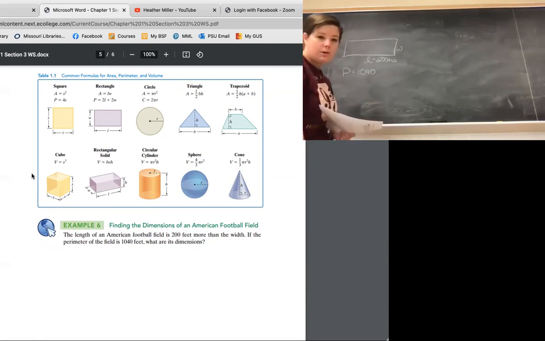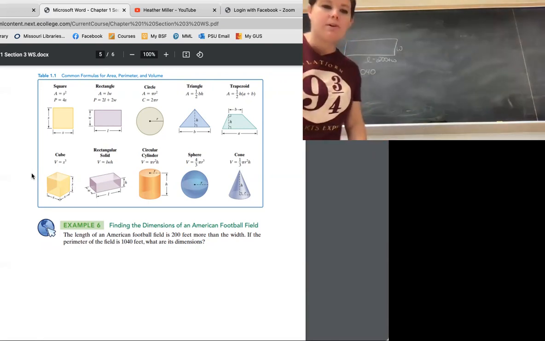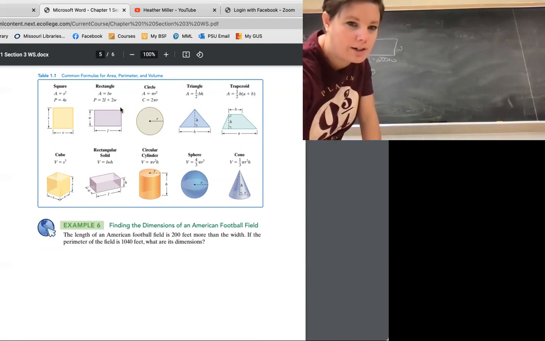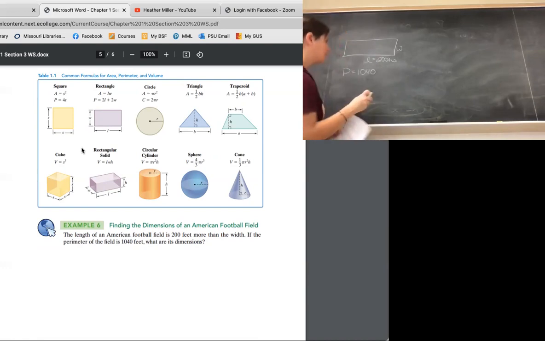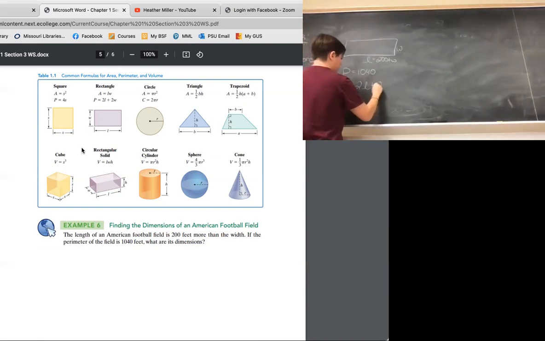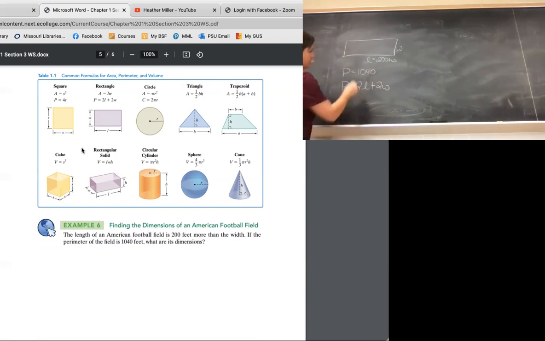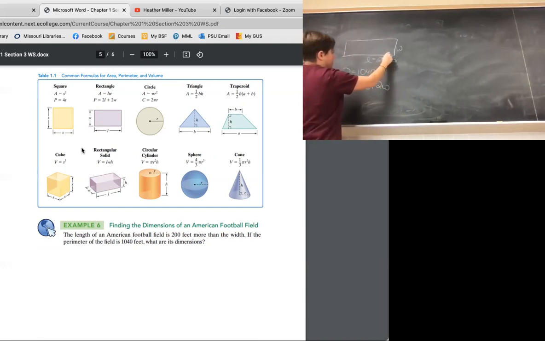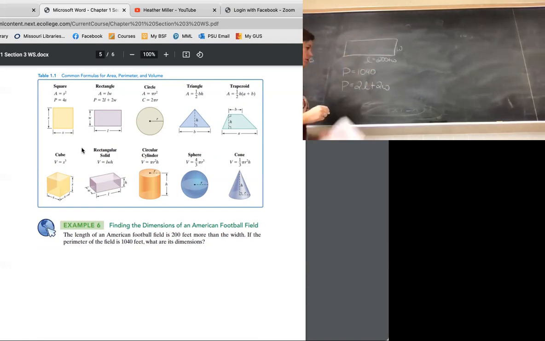Well, if you didn't know what perimeter is, you can look up at our nice table over here and go to the rectangles and find the equation for perimeter. Perimeter equals 2 L's plus 2 W's. The perimeter is basically thinking about if you walked around the outside of the football field, how far would you be walking? Well, you walked L, W, L, and W. So you walk 2 L's and 2 W's.